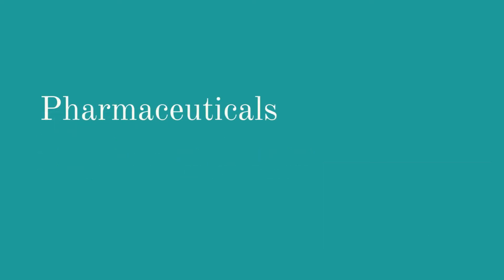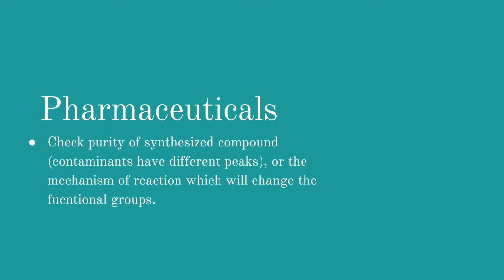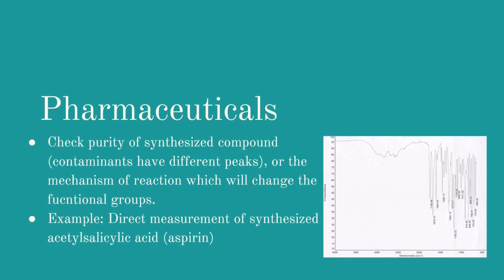Other than the food industry, FTIR is used in the pharmaceutical industry. FTIR helps to check the purity of a synthesized compound as contaminants show different peaks in the spectrum obtained, or the mechanism of the reaction may cause changes in the functional groups. For example, direct measurement of a synthesized acetyl salicylic acid, which is aspirin, can be done with the usage of FTIR.